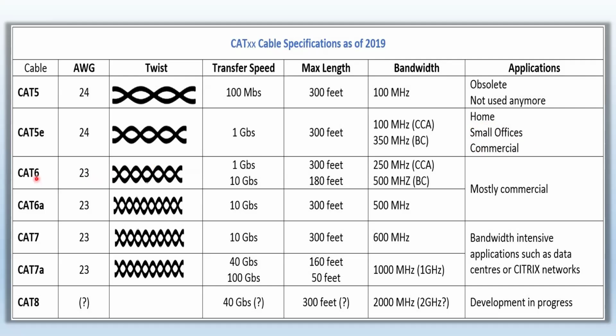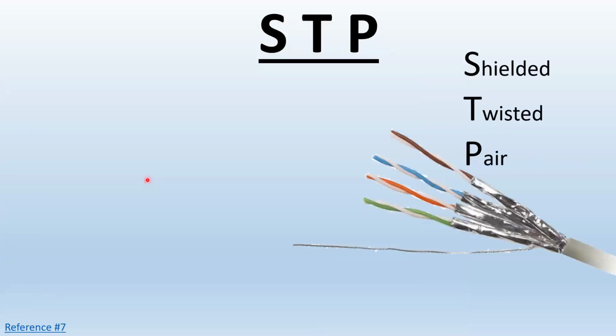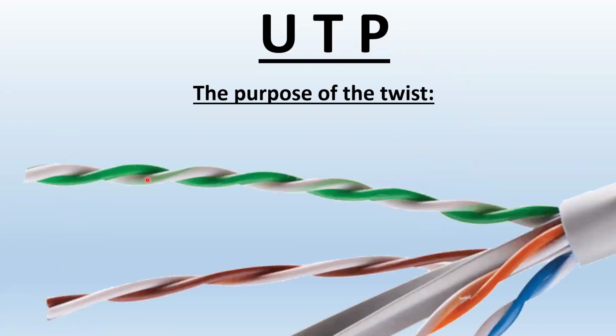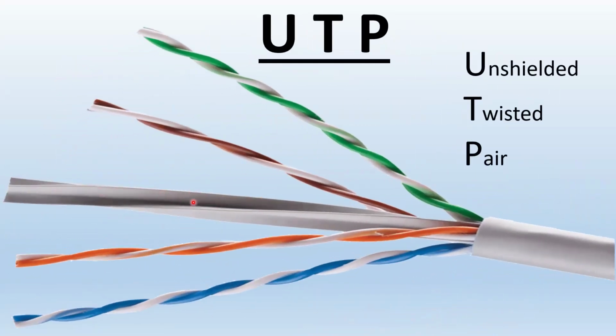Cat 6. Now, the conductor is thicker. The twist is tighter, and you could tell that it's Cat 6 because you're going to see that separator here.